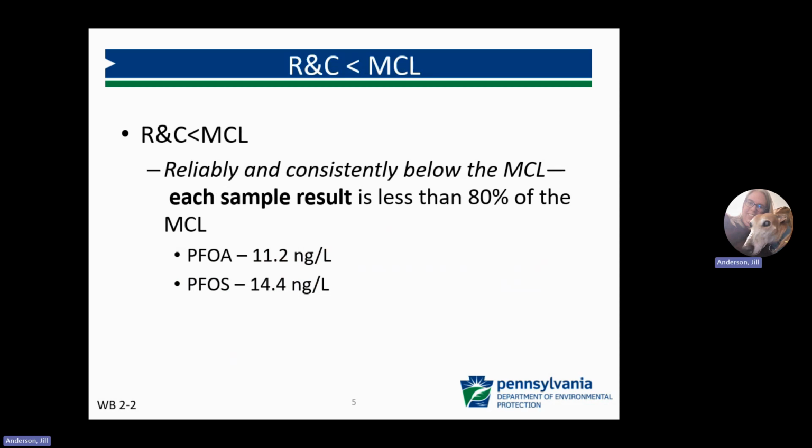RNC less than the MCL is another key term to review, and this refers to samples being reliably and consistently below the MCL. This term is defined in the regulations. By definition, reliably and consistently means that each sample result is less than 80% of the MCL. So these levels would be 11.2 nanograms per liter and 14.4 nanograms per liter for PFOA and PFAS. And this will be important in determining repeat monitoring frequencies. So we'll see this term again.